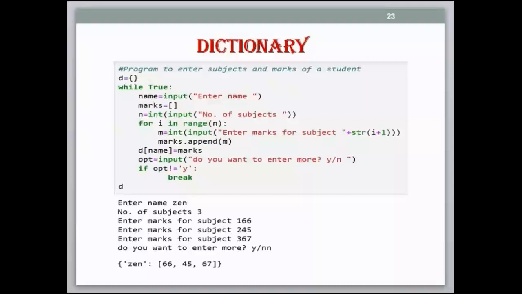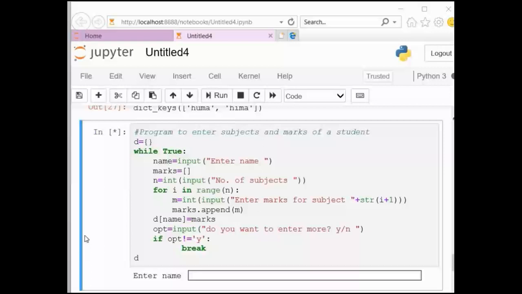Program to enter subjects and marks of a student. So here is a user defined function where you can enter marks for different students. So let me show you practically. This is a program to enter subjects and marks of a student. Here I have used while True. I have used an empty dictionary first. Then while True, name equals input name.